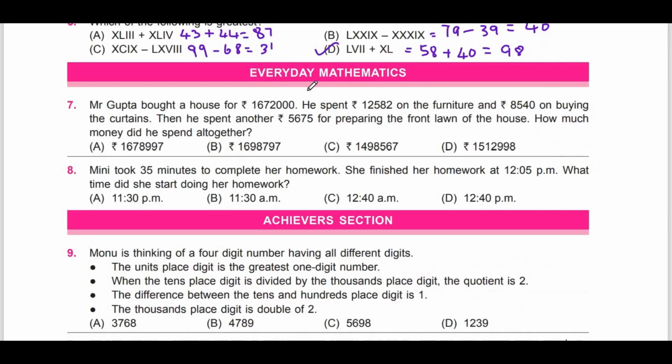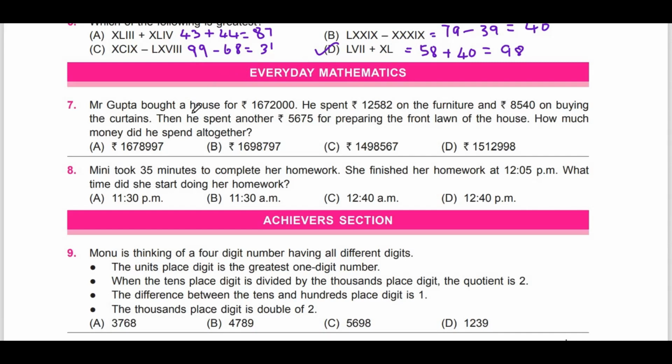Now we are going to see the third section for today, which is everyday mathematics. So this is everyday mathematics. It is a pretty easy section. It is only the topics which we use in our day-to-day life. Right? Now let's see the seventh question.